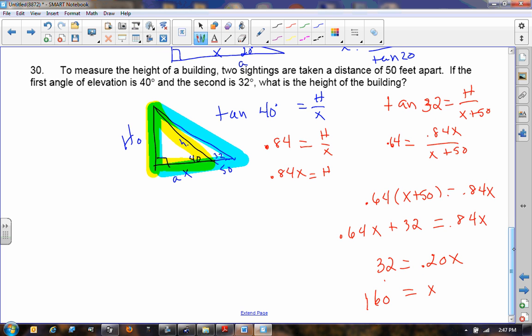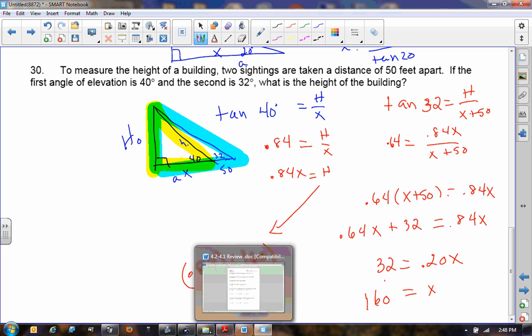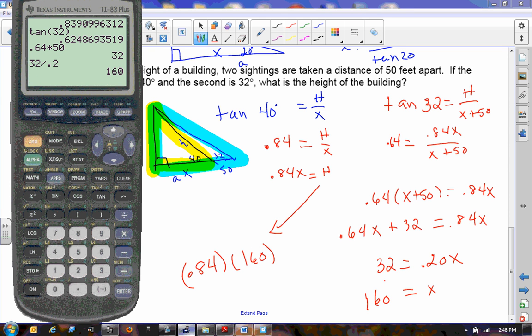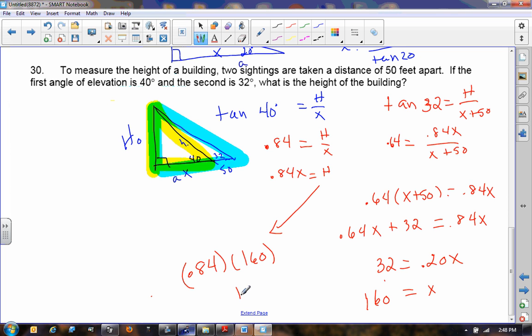That didn't answer my question. That's x, but I do know the height of the building. It's 0.84 times 160. Now I can answer the question. So it's 160 times 0.84. Height of building is 134.4.